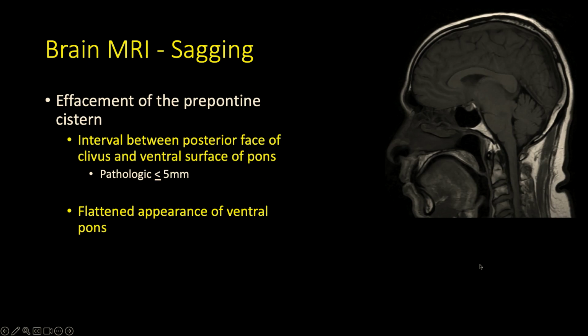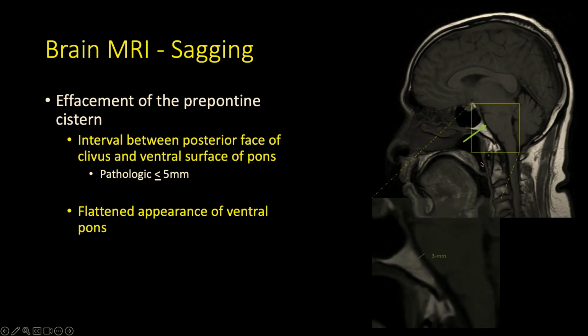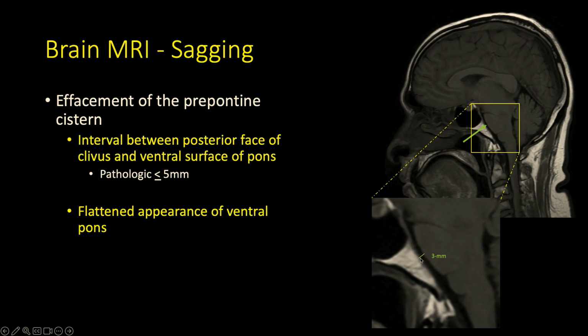For effacement of the prepontine cistern, again, this is going to be measuring the distance between the ventral surface of the pontine belly and the posterior face of the clivus. If that is less than or equal to 5 millimeters, that's abnormal. But the more helpful finding that I look for is when you have this flattening, smushed appearance of the pontine belly against the clivus, then you know there's sagging.